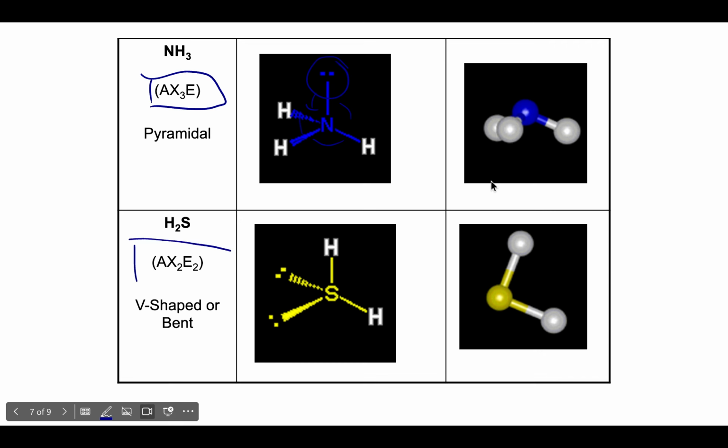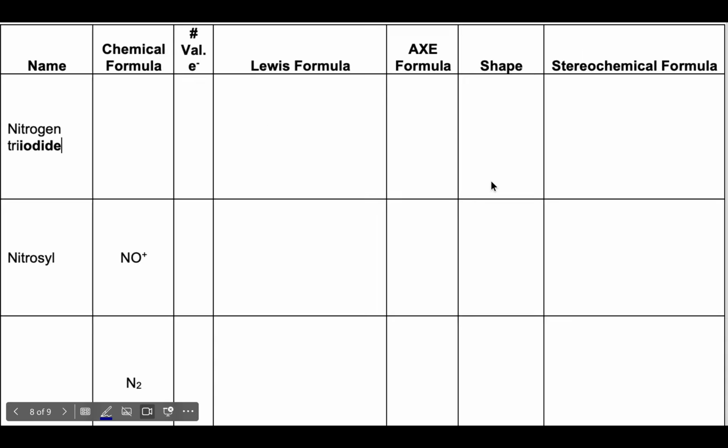Our last one is an AX2E2 shape. This is called V-shaped or bent. Those 2 lone pairs are on the central atom, so you show them. And in real life, if you're looking at the 3D shape, those lone pairs take up so much more space that they push the other 2 atoms down, and that's what creates that V shape.